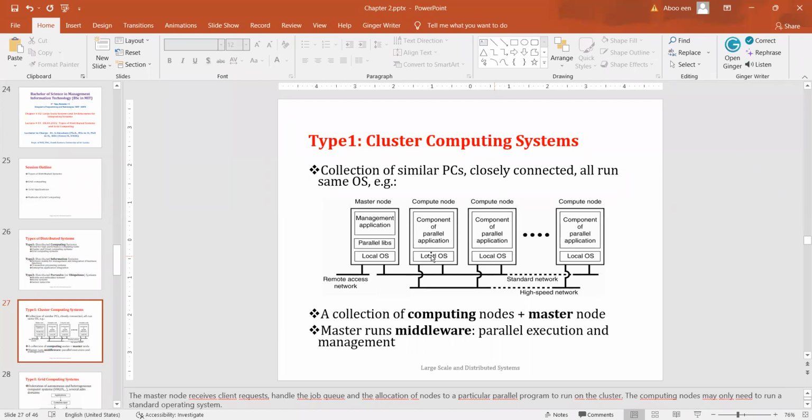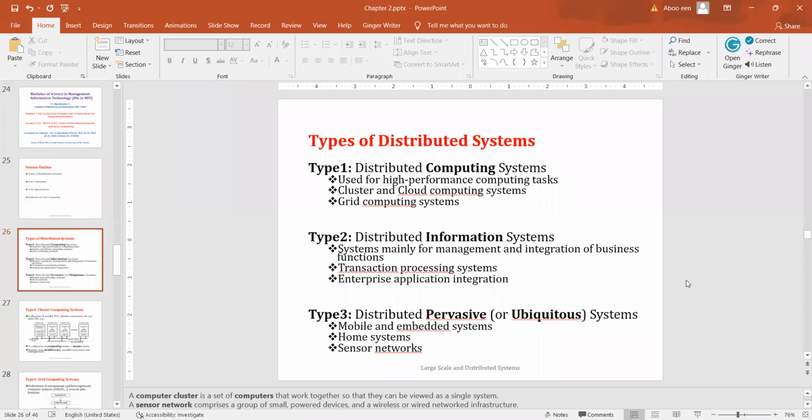And the master node can get the power of these compute nodes, and it can serve or facilitate the computing services to the other connected components. So in a cluster, the master node receives client requests, handles the job, and allocates nodes to a particular parallel program. So various kinds of industrial requirements, like high performance computing tasks and cluster and cloud computing tasks.